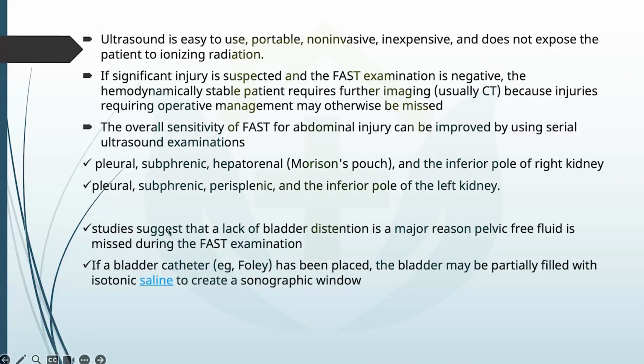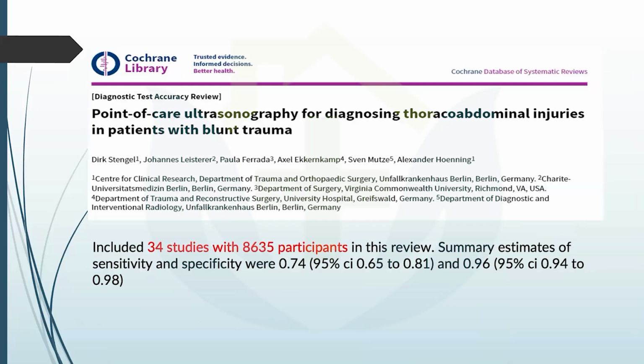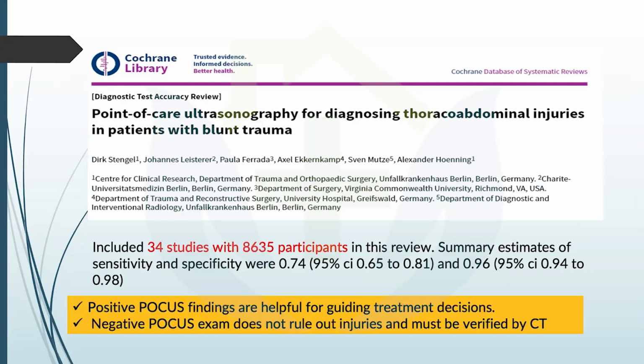So studies suggest that the lack of bladder distension is a major reason that the pelvic free fluid is missed, and therefore if you want to diagnose pelvic pathologies, you have to inflate the bladder with some saline so that you can visualize. So first, very important to remember that the main limitation is retroperitoneal structures are not seen, and old fluids can be misdiagnosed as new fluids. So in that case, obviously we have to rely on the CT scan.